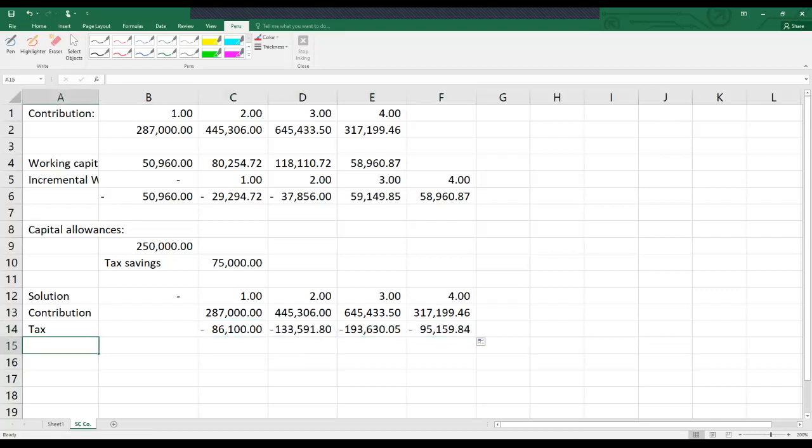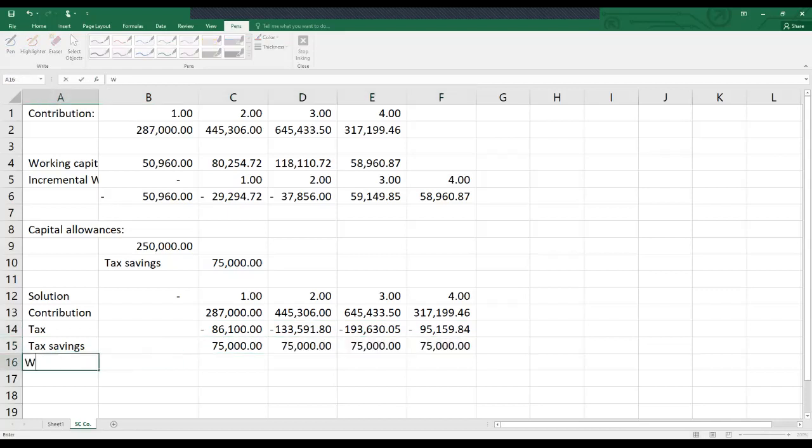However, I have tax savings. Therefore, add the tax savings to be equal to, okay, 25,000 per year. Let me just lock that cell. You don't need to do this, but I prefer to do this. Okay, saving per year. Therefore, that's why I have the formula. I draw across 4 years.